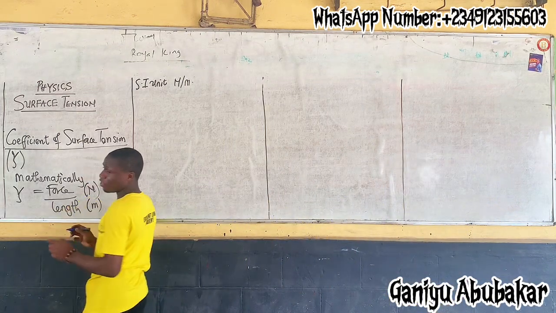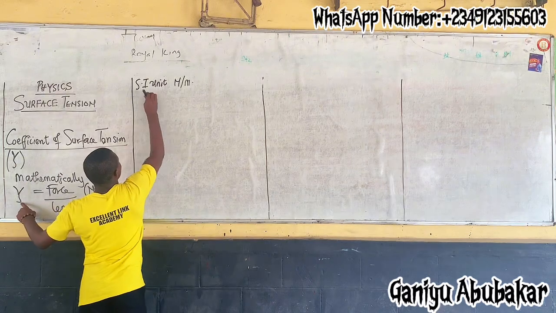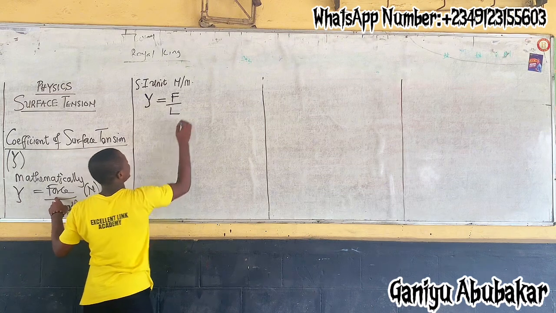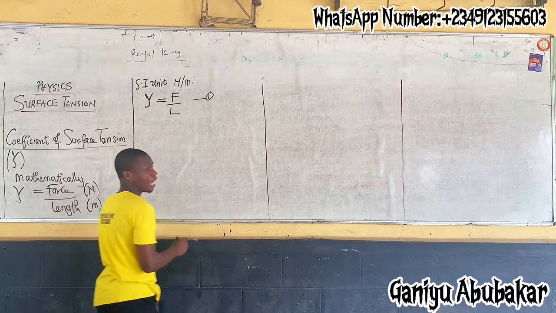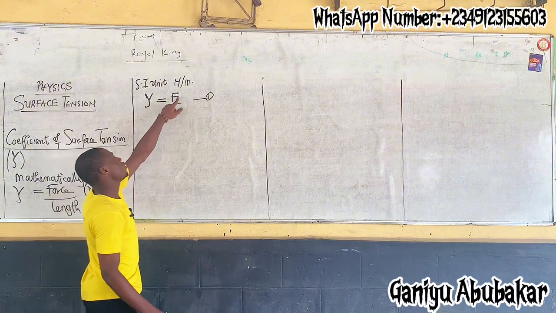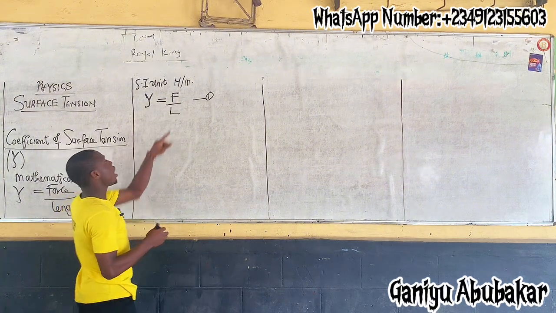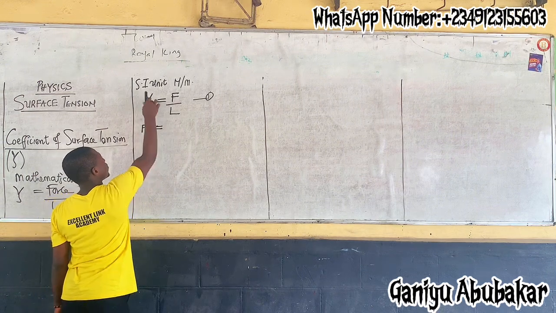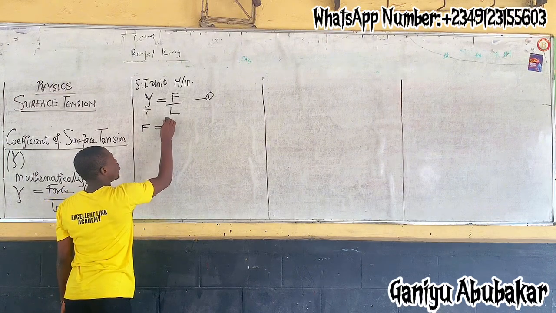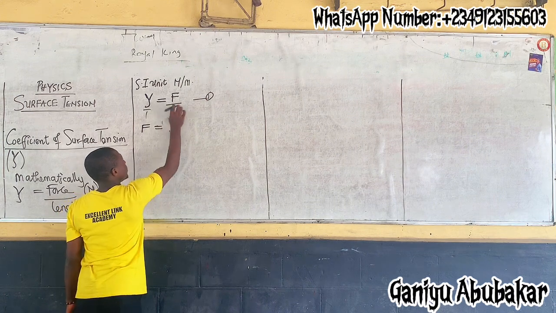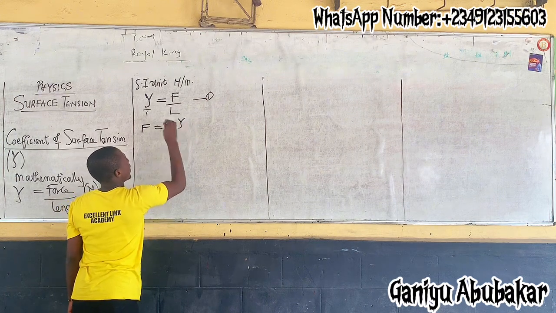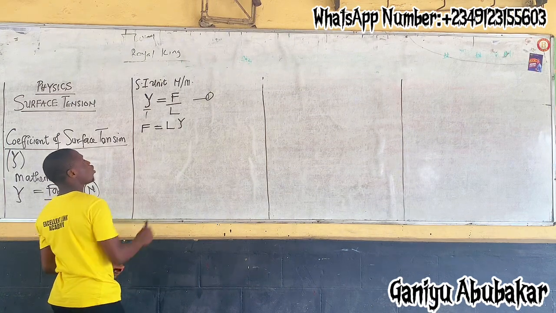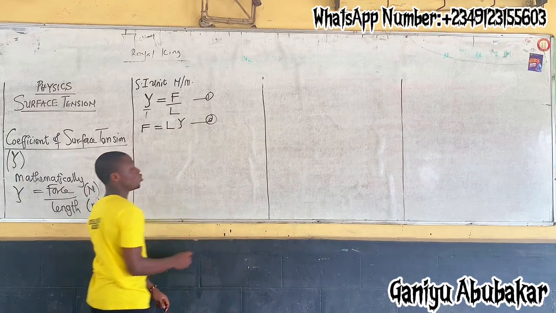Now look up. Let's do some derivation. Gamma is equal to force over length. Call this equation 1. Make force the subject: force equals gamma times length. Let me call it L gamma. Call this one equation 2.